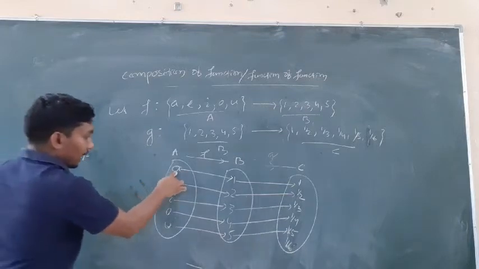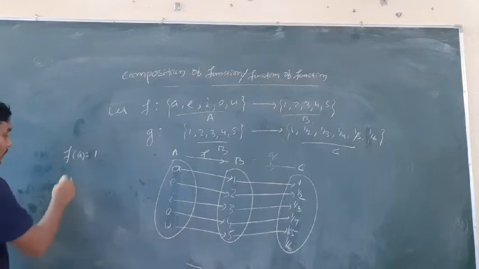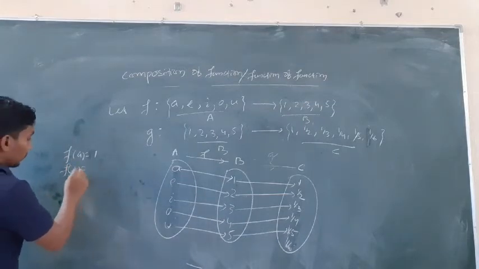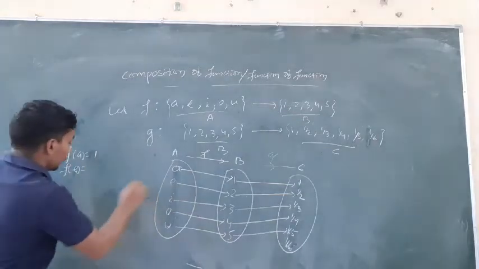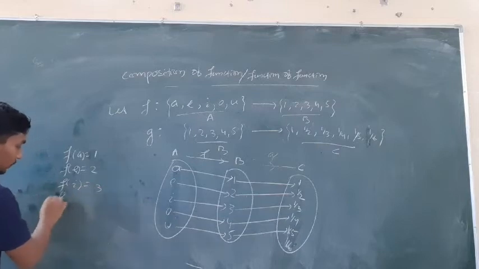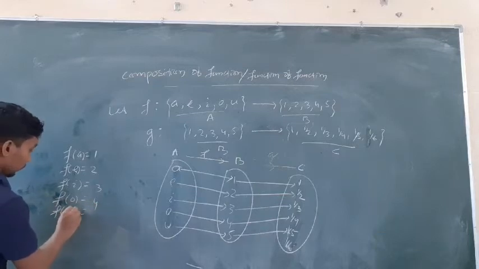F of x is equal to y, that means f of A is equal to 1. Similarly, f of B is equal to how much? F of E is equal to 2. F of I is equal to 2. F of O means 4. F of U means 5.